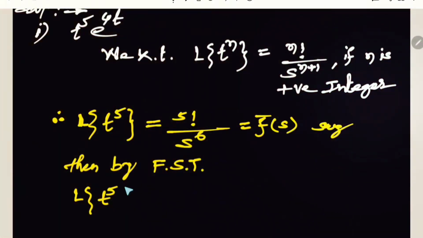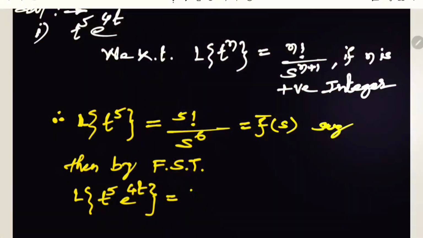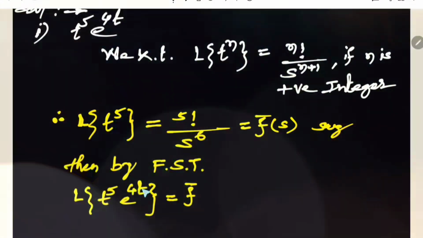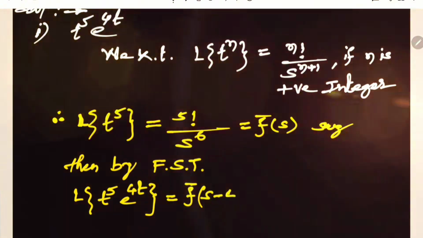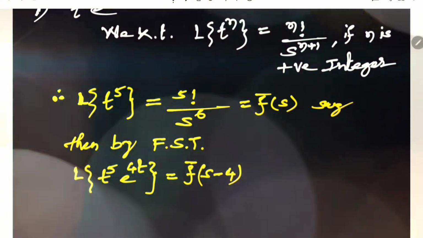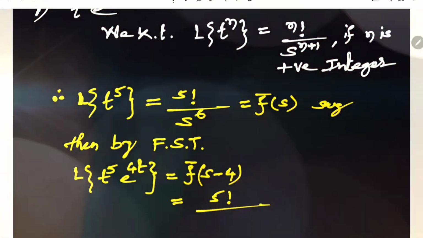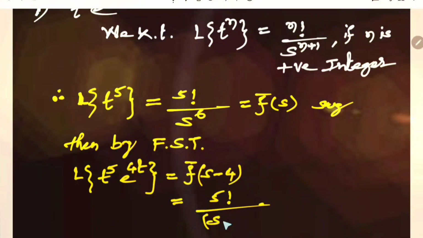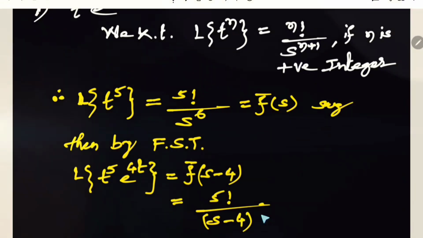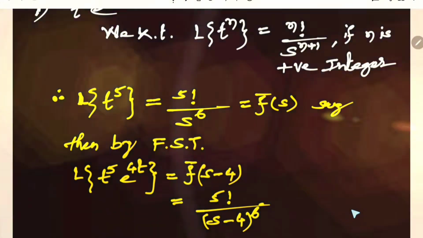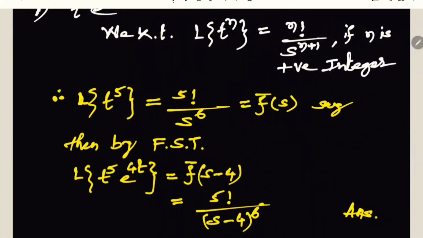t raised to 5 into e raised to 4t. It is plus at. Therefore, replace s by s minus a. A is here 4. Therefore, replacing s by s minus 4 in that previous result, it becomes 5 factorial divided by s minus 4 whole raised to 6, the required answer or required Laplace transform. Very simple. Then second, e raised to minus 3t into t raised to 3 by 2.